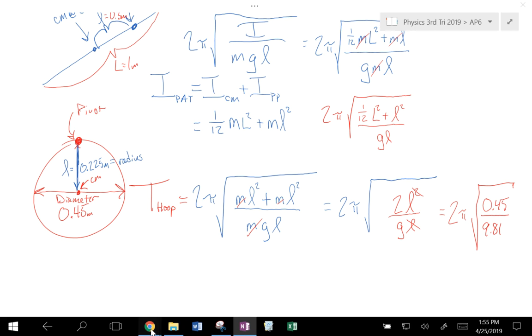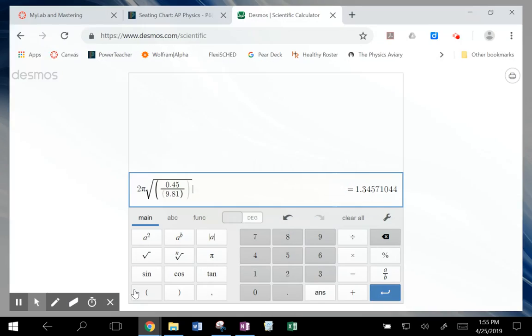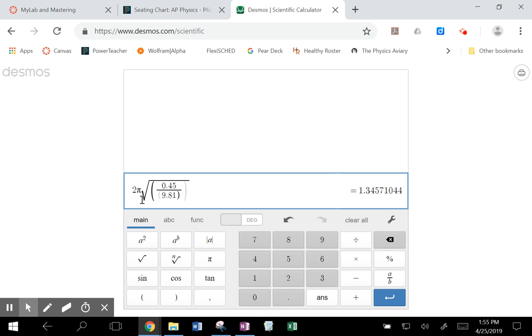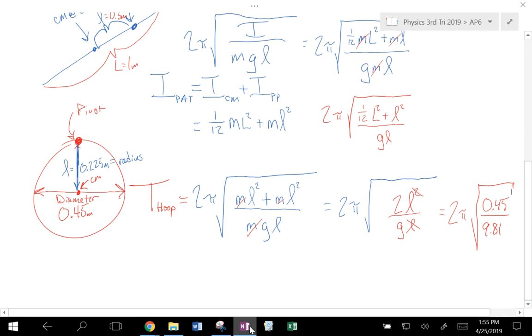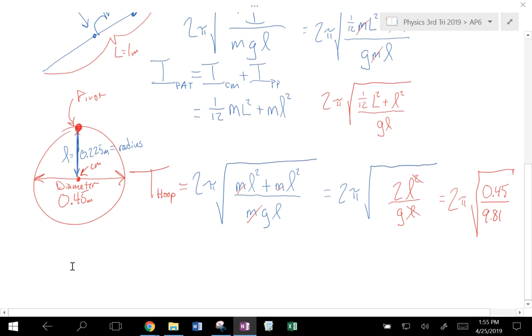Did I screw something up in Desmos? 2 pi root 0.45 over 9.81. All right, Mother Nature back there says 1.05, but I'm getting 1.3 something. See if we can figure out where I ran astray.